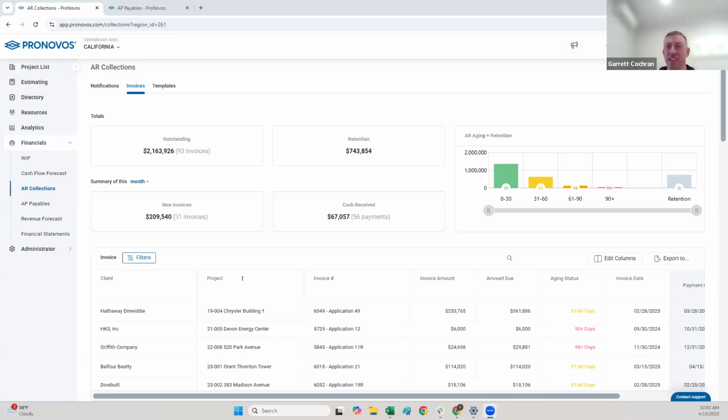Let's see who's in red and 90 plus due that we can circle back to quickly. Exactly right.